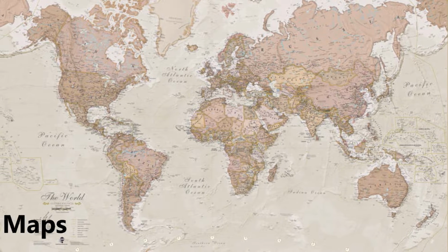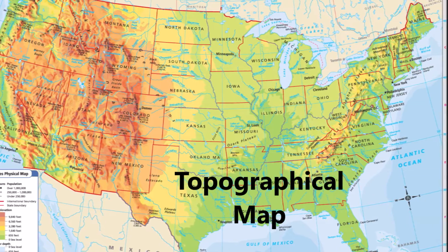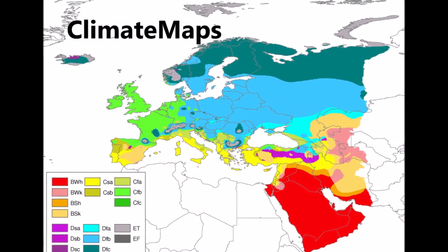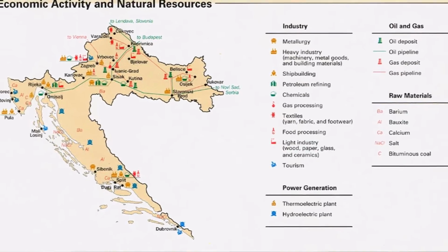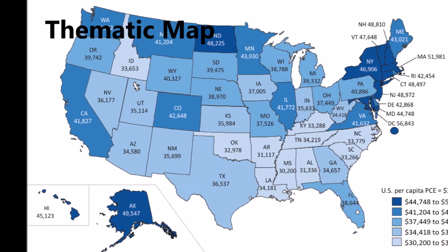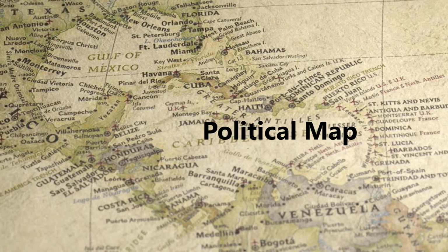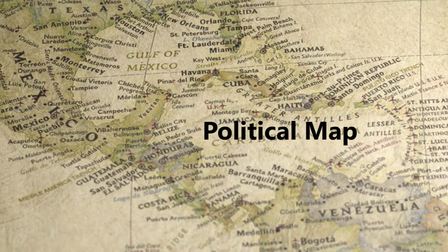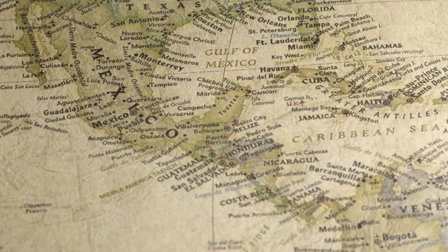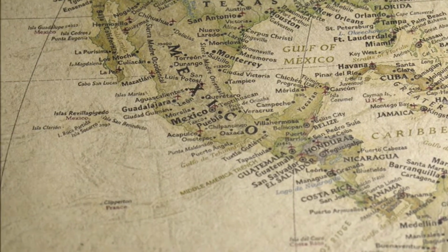These are: 1. Political maps, 2. Topographical maps, 3. Physical maps, 4. Climate maps, 5. Economic or resource maps, 6. Road maps, and 7. Thematic maps. Political maps. A political map does not show topographic features like mountains. It focuses solely on the state and national boundaries of a place. They also include the locations of cities large and small, depending on the detail of the map.